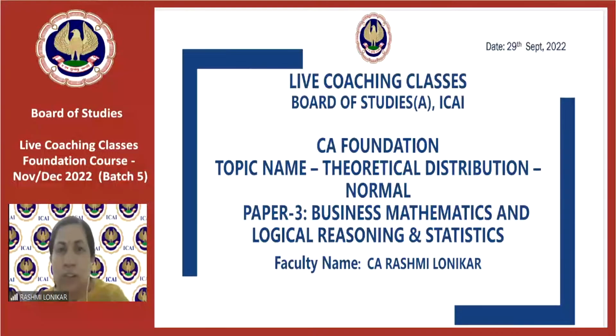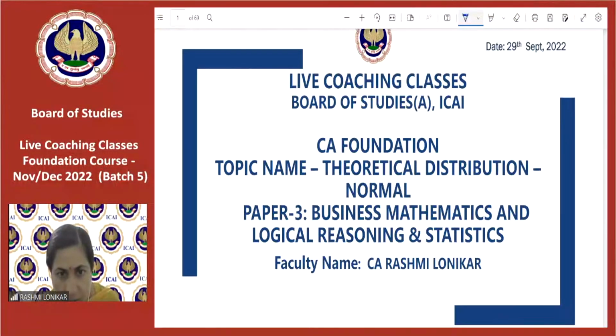Okay, so we are going to study now the third theoretical distribution. We have already studied the binomial and the Poisson. These two were theoretical distributions for discrete variables. And today we are going to use the most commonly used distribution, that is for a continuous variable, the normal distribution.